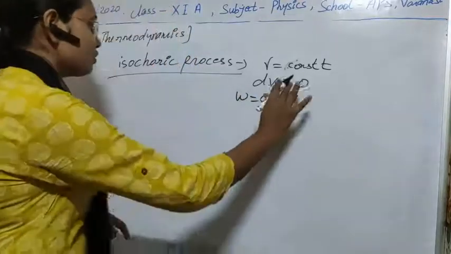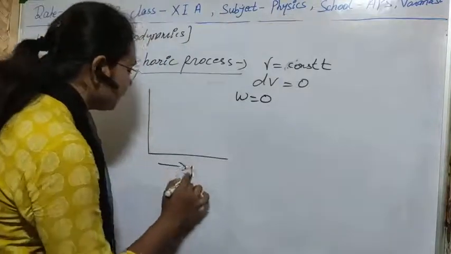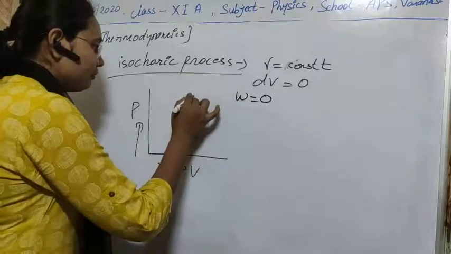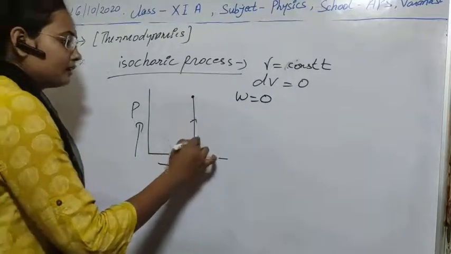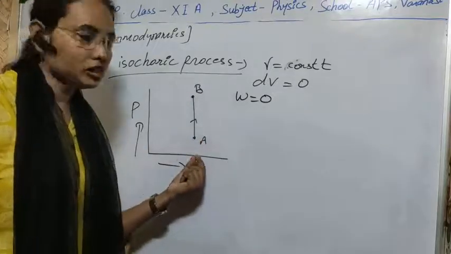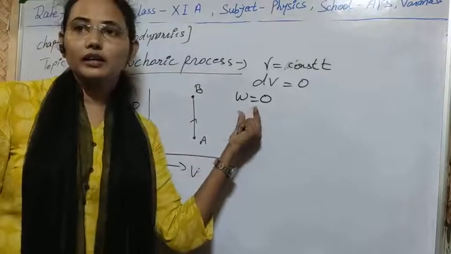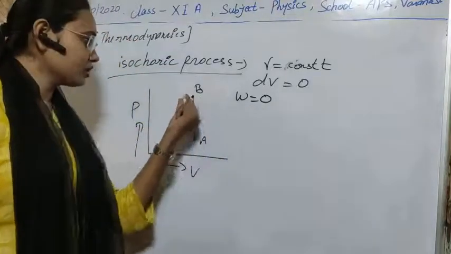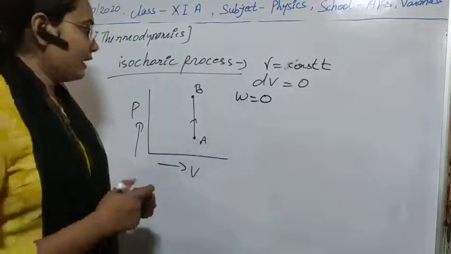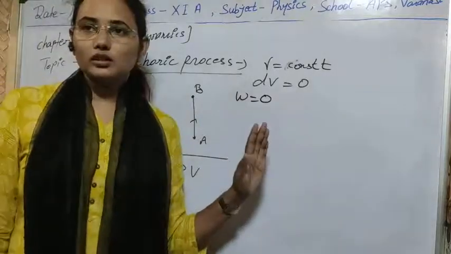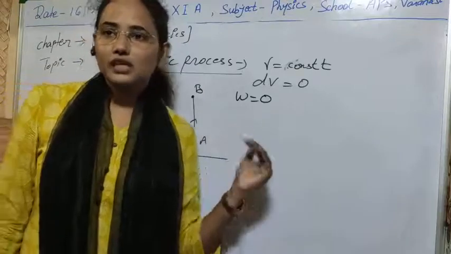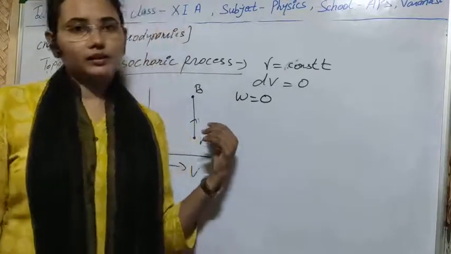We can also show it with the help of a PV diagram. If volume is constant, then the PV diagram will be like this. If we calculate the area under this diagram, it will be 0. From here we can also say work done equals 0 in this case, as the volume is constant and only pressure is changing. So in the isochoric process, no work is done on the system or by the system. Clear? All of the heat is used to change its temperature or internal energy.